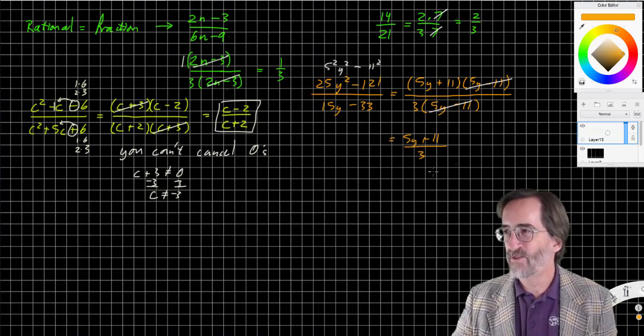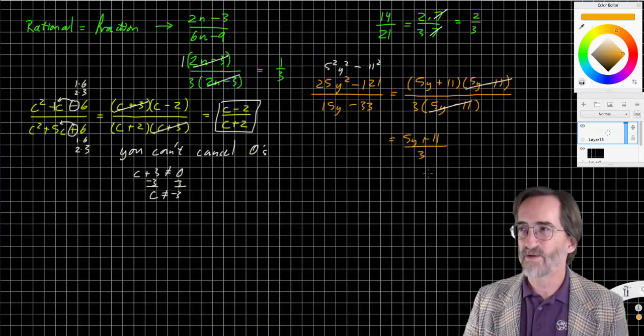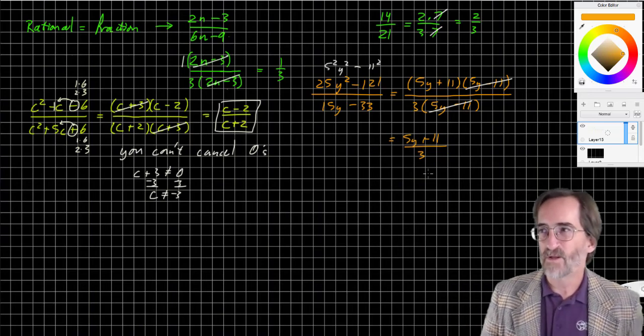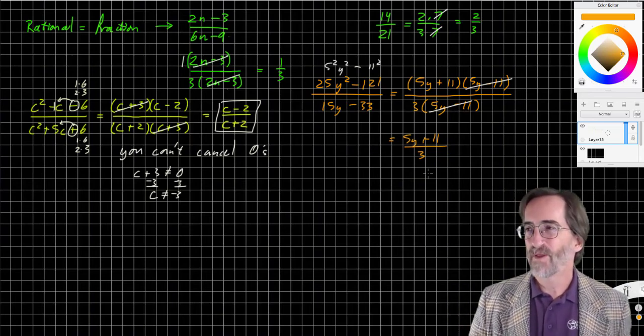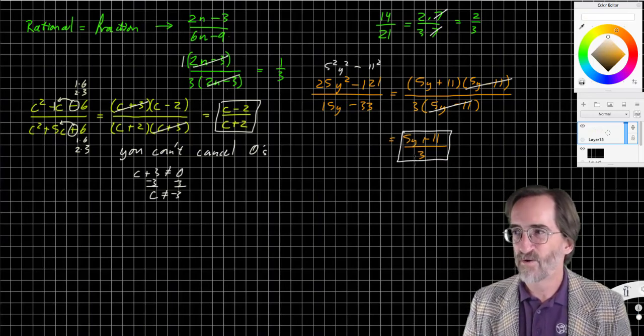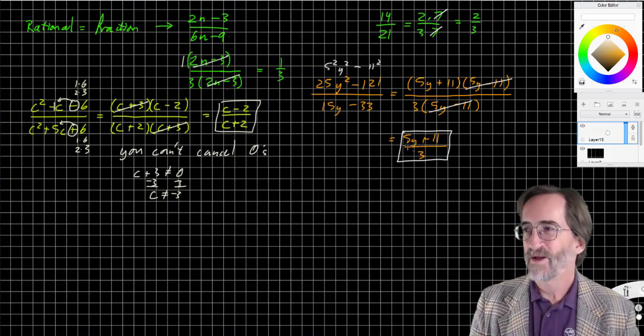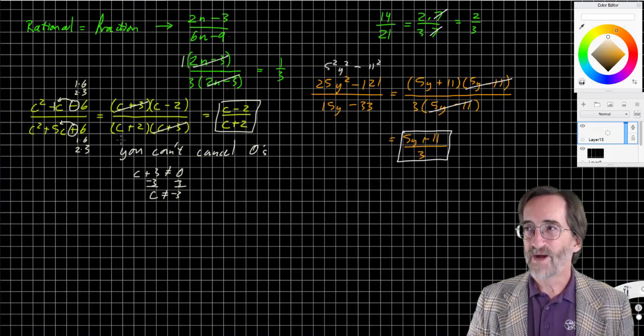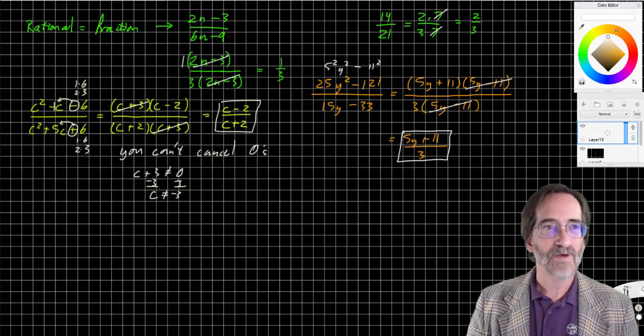Now I will add the caveat that 5y minus 11 can't be 0, so y cannot be 11/5. But you're not going to be asked that, so don't worry too much about it. Just be aware that you can't divide out or factor out 0. All right, so that's it. So the steps are factor and cancel.